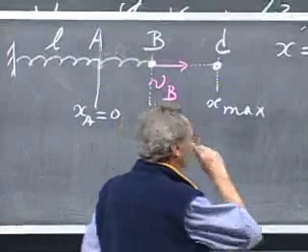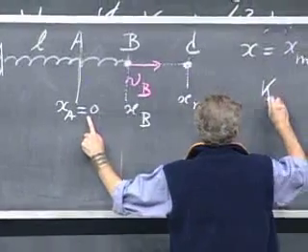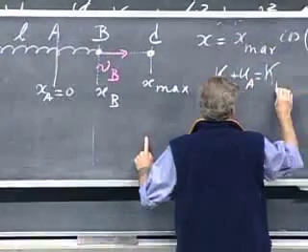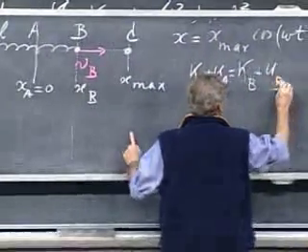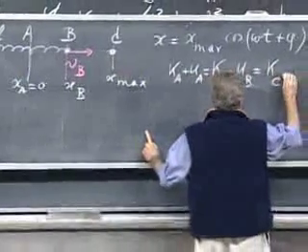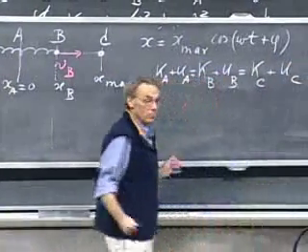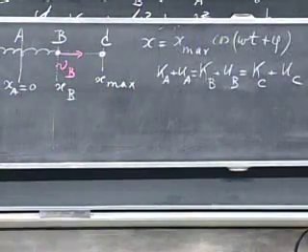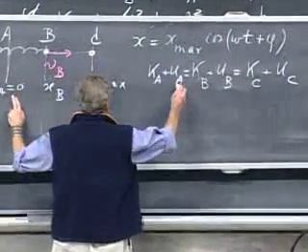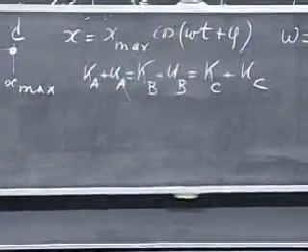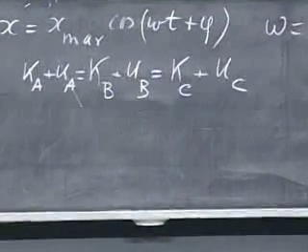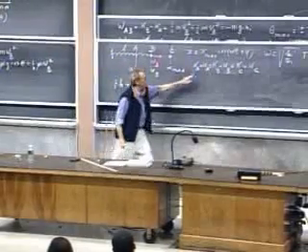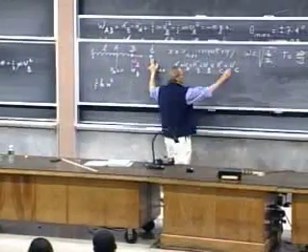The conservation of mechanical energy tells me that the kinetic energy at A plus the potential energy at A must be the kinetic energy at B plus the potential energy at B, and that must equal the kinetic energy at C plus the potential energy at C. Right? There's no friction, there are no non-conservative forces, so this has got to work. Well, the potential energy at A is 0, because remember, the potential energy of a spring is 1/2 kx squared, if x is the displacement from its relaxed position. So this is 0.